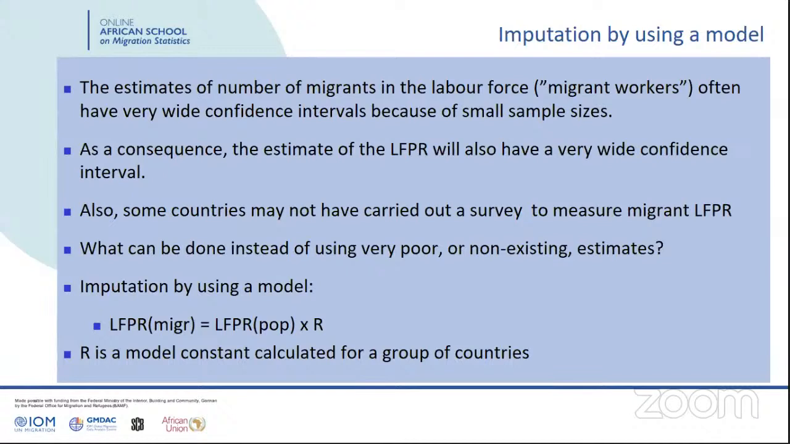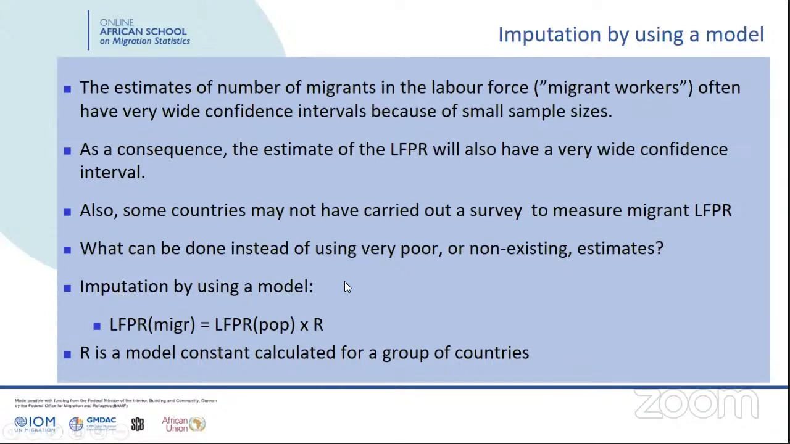So this is actually what I touched upon a bit. We have very wide confidence intervals for the migrant workers because of the small sample size. The LFPR will have very wide confidence intervals. Some countries will not have carried out surveys, so they don't have any measure at all. So what can we do? What can be done instead of using very poor or non-existing estimates?